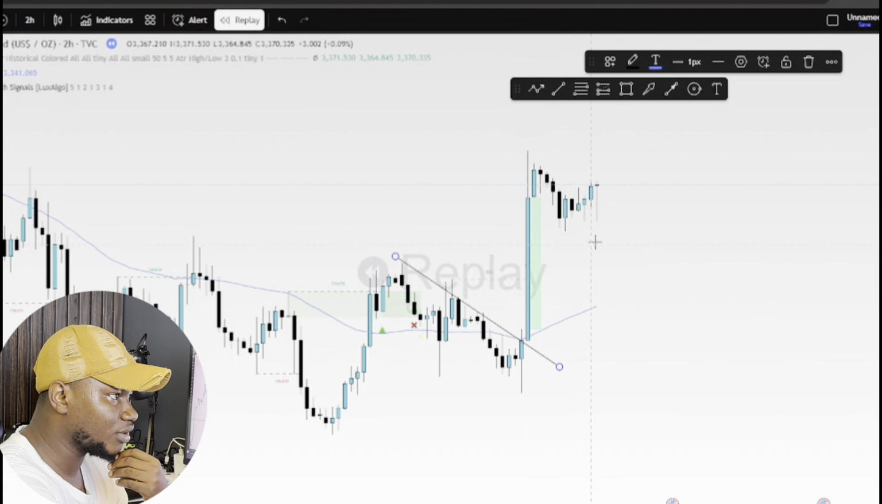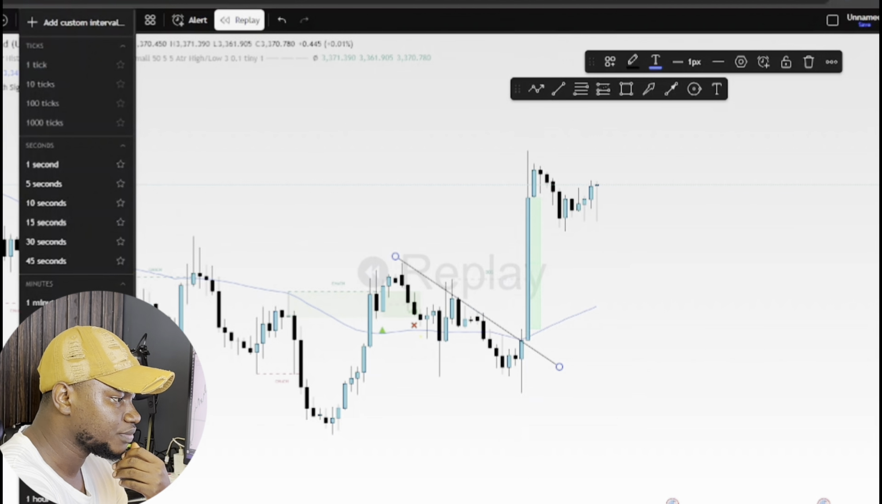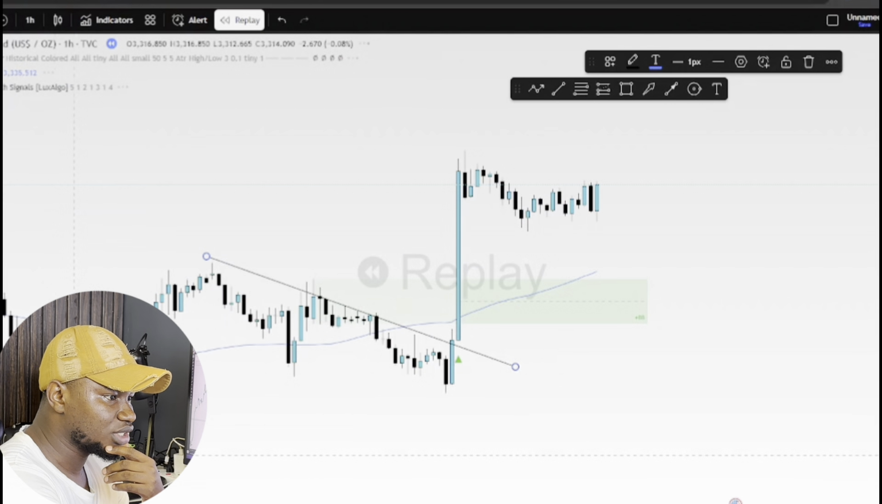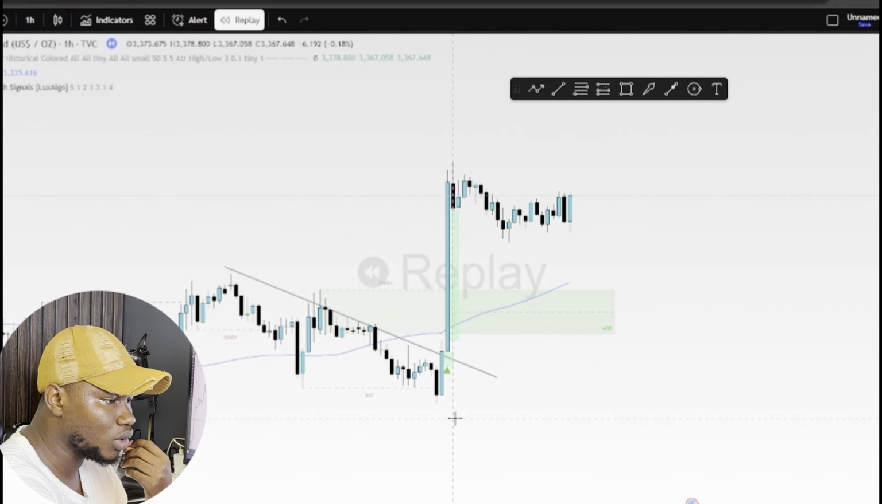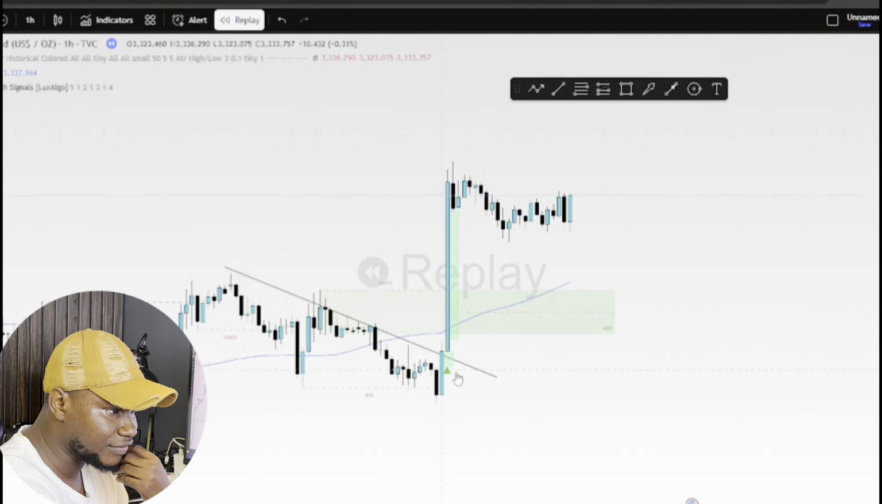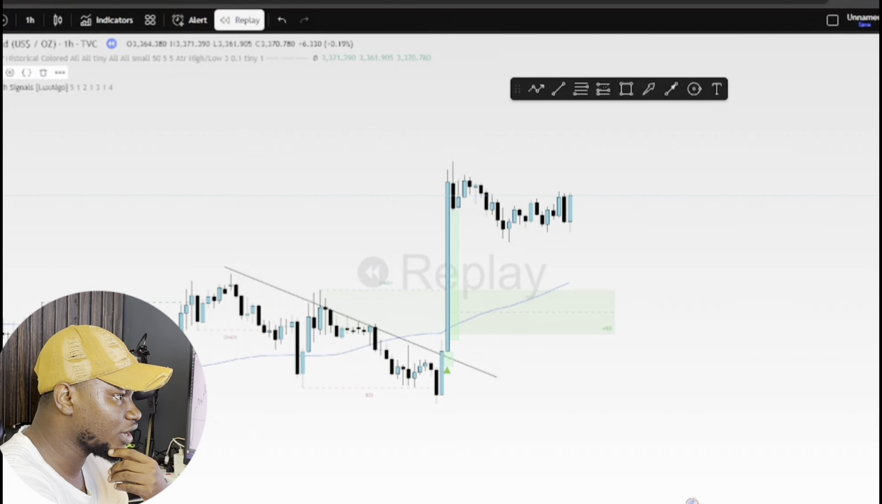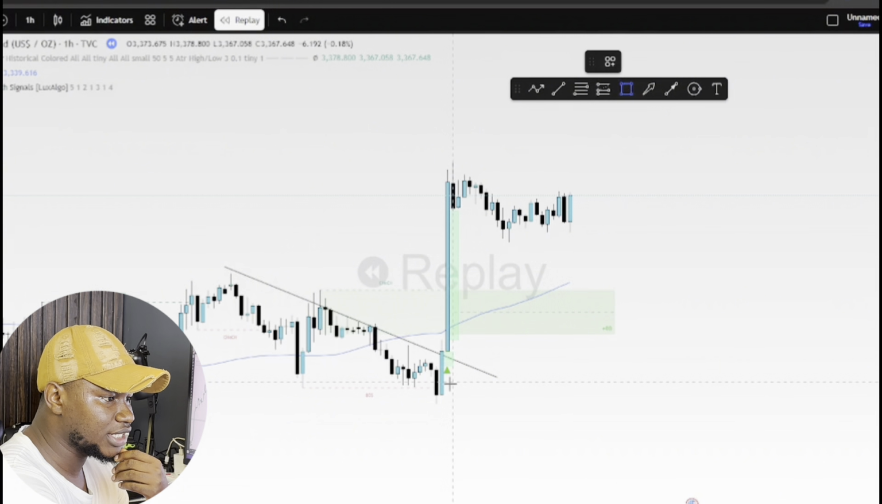So all I need to do right now is scale down again to about 1 hour. Okay, so scaling down to 1 hour, a few things are beginning to show up more and more. First of all, here we have a structure to the downside, and therefore we created a block here.